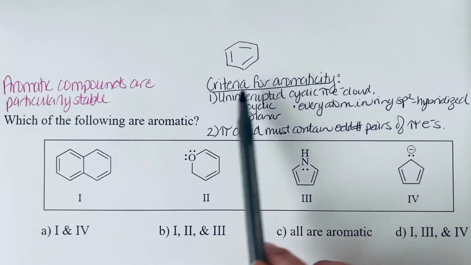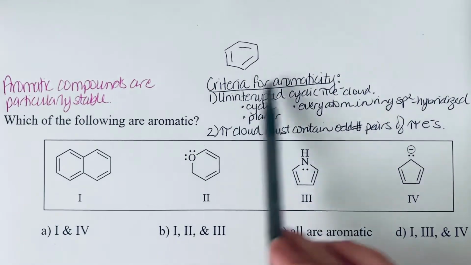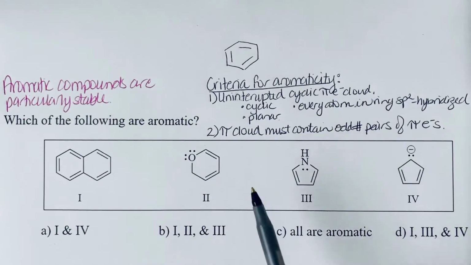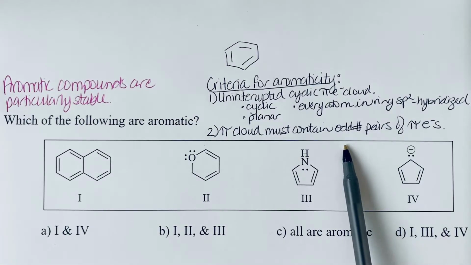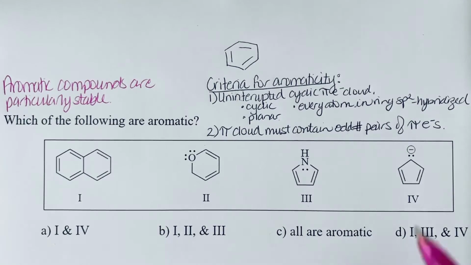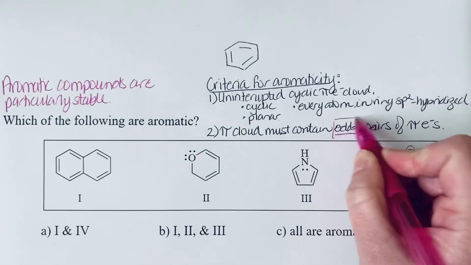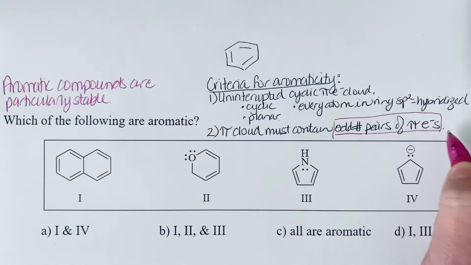And then furthermore, once we've established that it's cyclic and planar and everything is sp2 hybridized, your pi electron cloud has to contain a certain number of pi electrons. And that number is easiest described by counting in electron pairs, and you're looking for an odd number of electron pairs. And that will be the fastest way to count it.